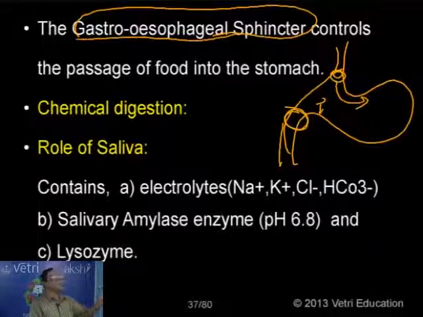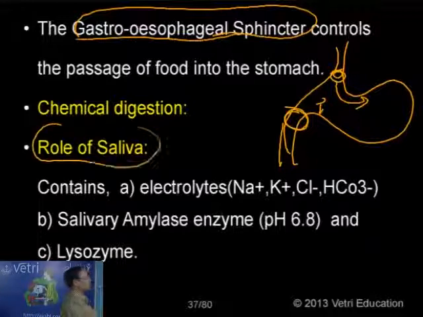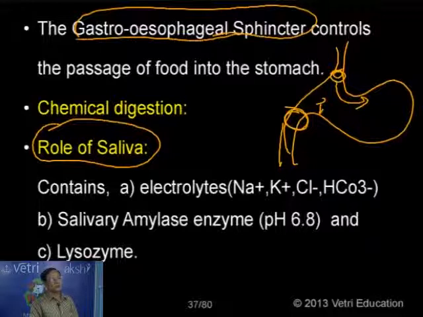Now the mechanical digestion is followed by the chemical digestion, which is brought about by chemicals, maybe the enzymes secreted by different parts of the alimentary canal. First, let us take the secretion released by the salivary glands, being saliva. What is the role of saliva? What is the chemical composition of saliva? It contains mainly electrolytes. I mentioned already it is a hypertonic solution, more or less having a pH of 6.8.